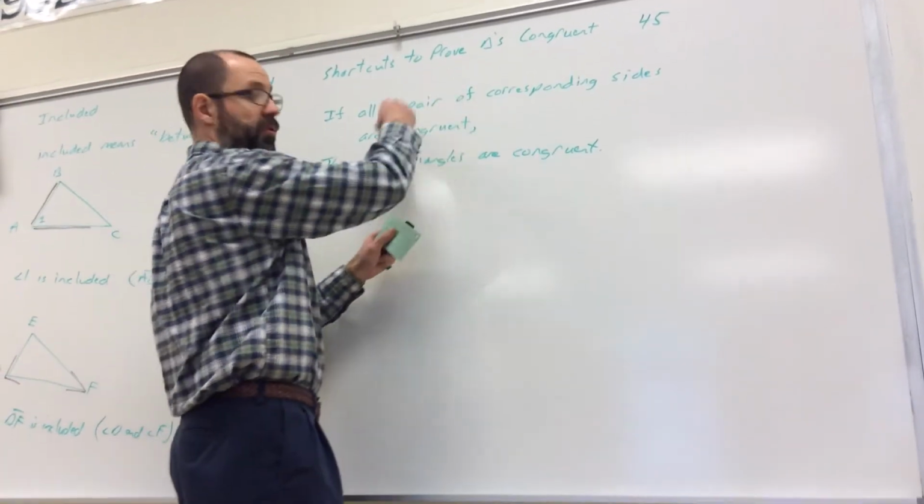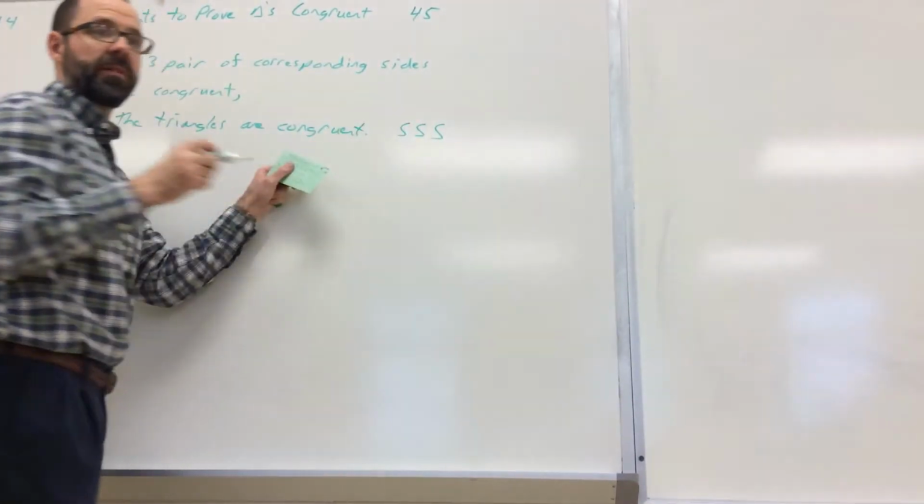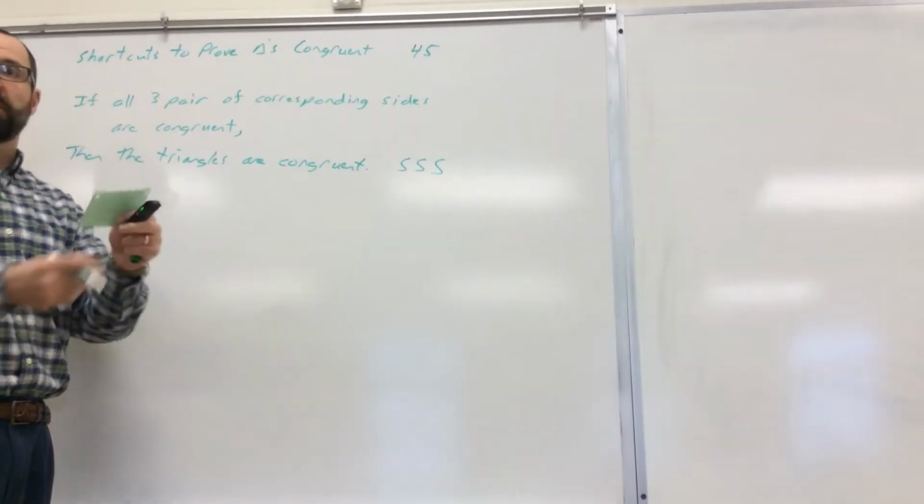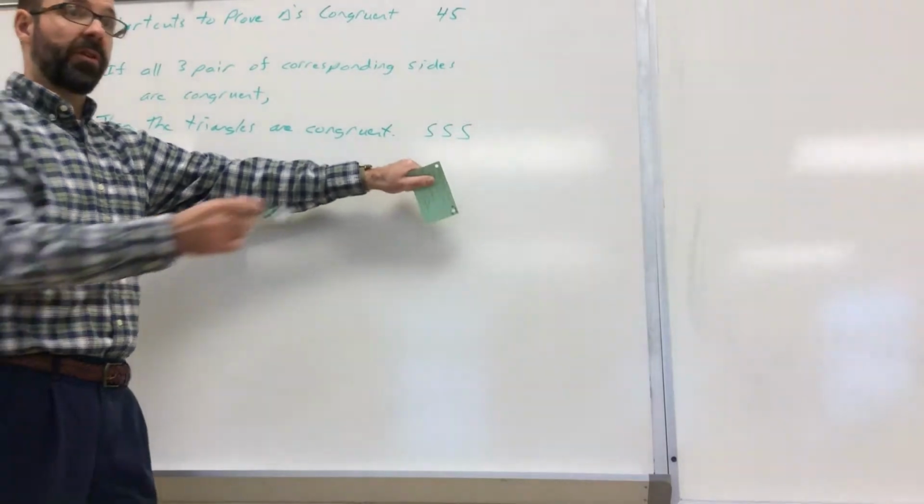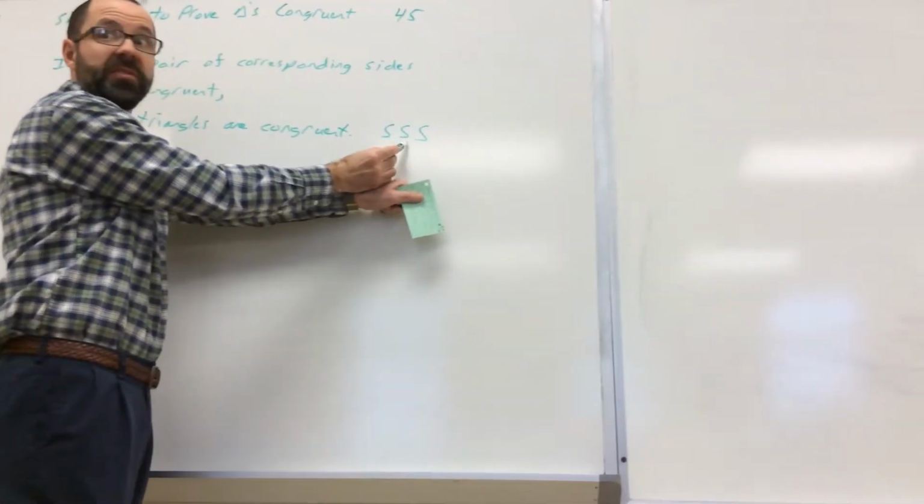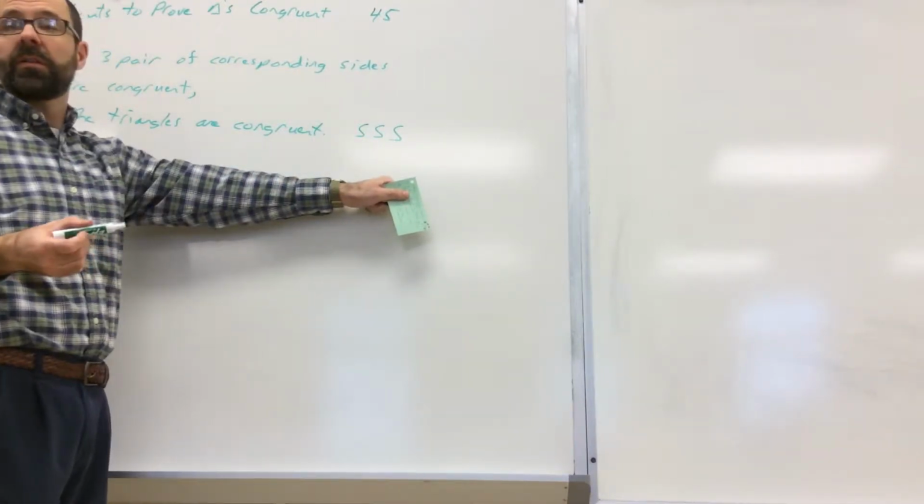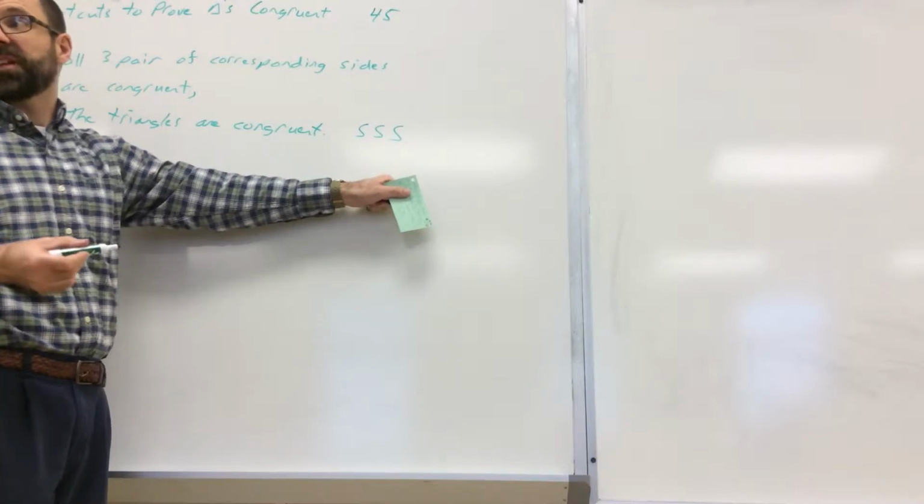All right, so this shortcut we abbreviate it SSS. And that means that there's one pair of sides that's congruent, and then a second pair of sides that's congruent, and then a third pair of sides that's congruent. So that's what SSS stands for.